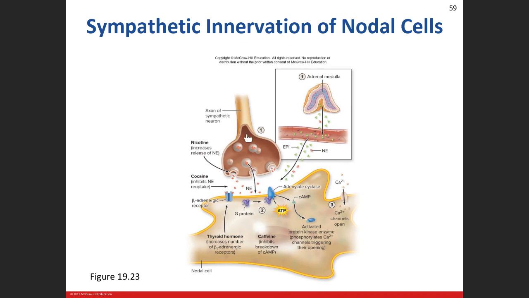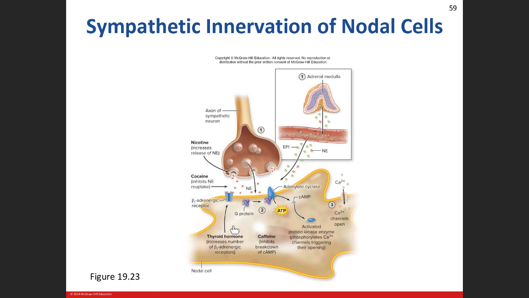Here's our sympathetic neuron. Our action potential comes down and triggers the synaptic vesicles to release their neurotransmitter, in this case norepinephrine. Meanwhile, at the same time, the adrenal medulla is releasing epinephrine and norepinephrine, which are both neurotransmitters also. They go into the blood and travel to the heart. Eventually, all of these are going to pour into the synaptic cleft and activate these beta-1 adrenergic receptors.